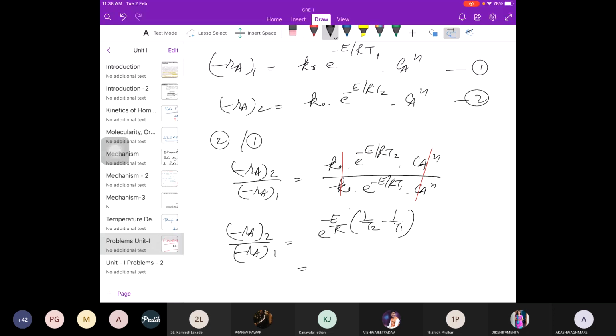E का value कितना दिया है? 300 kilojoules per mole, right. और R का value क्या है? Units क्या है इसका? 8.314 का.